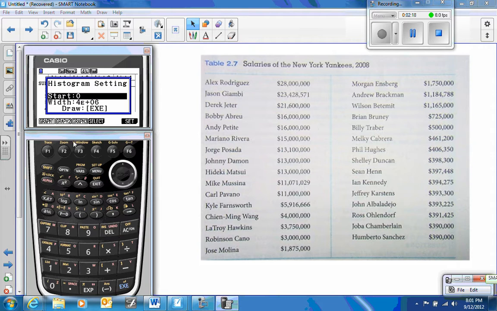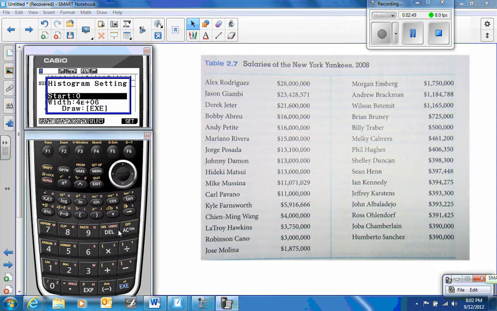Now, in a histogram, remember, we want the columns to have the same width. So this is 0. The way we figure out the width, from 0, we know that Alex Rodriguez is 28 million. If I want 7 columns, they'd have to be about 4 million in width. That would give us from 0 to 4 million, from 4 million to 8 million, 8 million to 12 million, and so on, all the way up to 28 million.